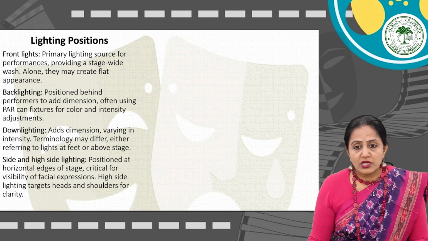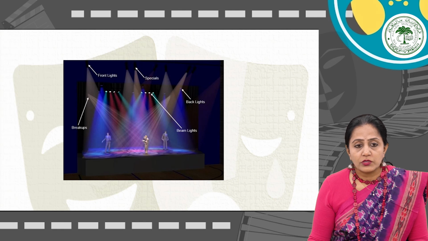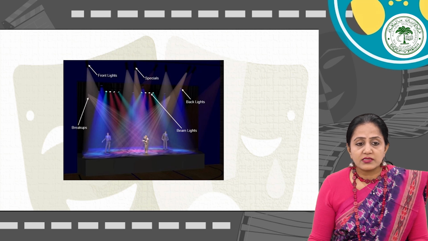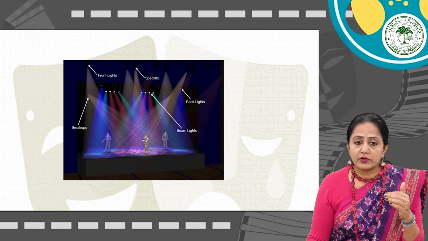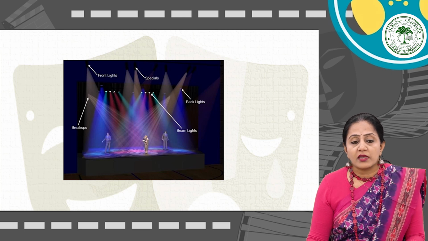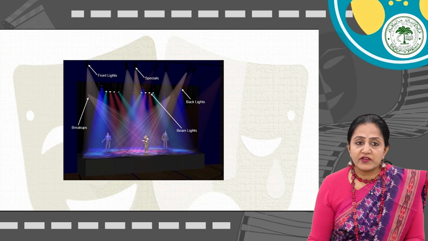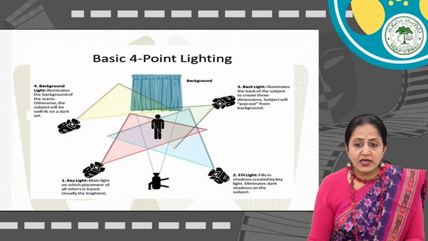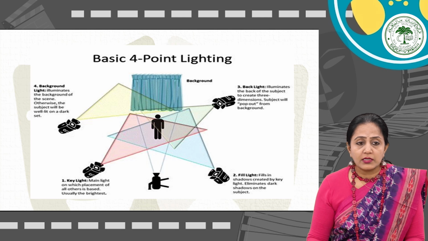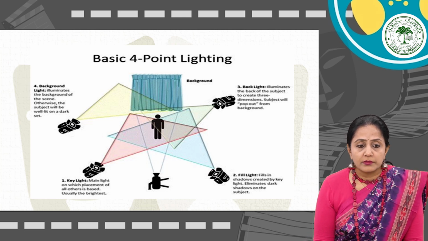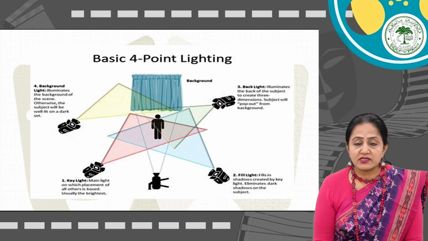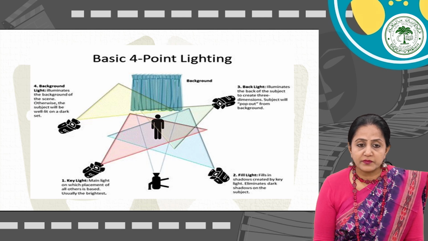I'm showing you some pictures now to give you this perspective. You can see the front light position, the breakups that are there, the beam lights and the back lights. So the actors are being projected from behind and from the front with the help of different kinds of lights. Then in this next one, basic 4-point lighting, the first is the main light, on which placement of all others is based, usually the brightness. So there is brightness. First of all, you brighten up the stage.